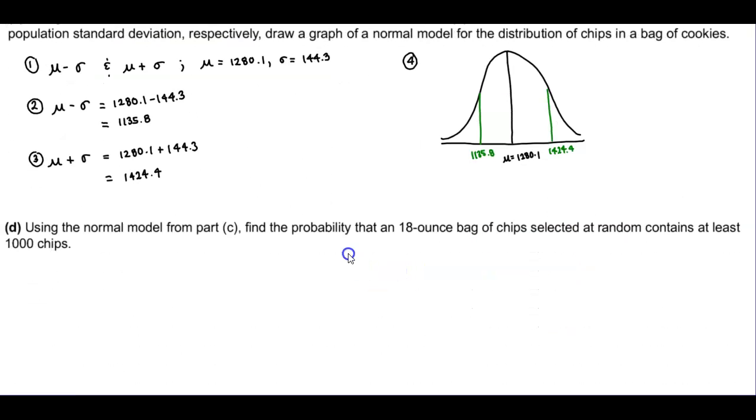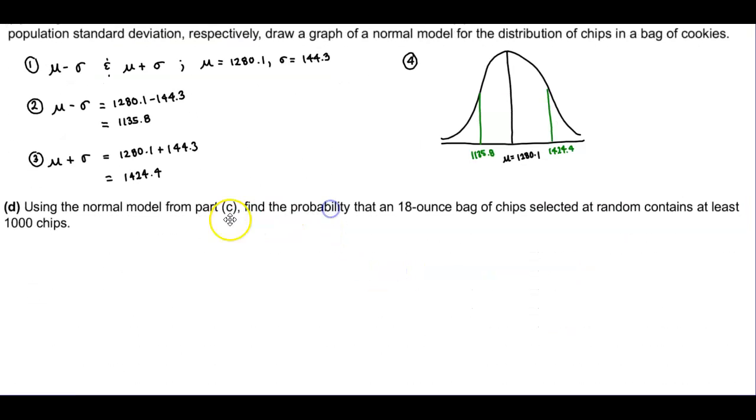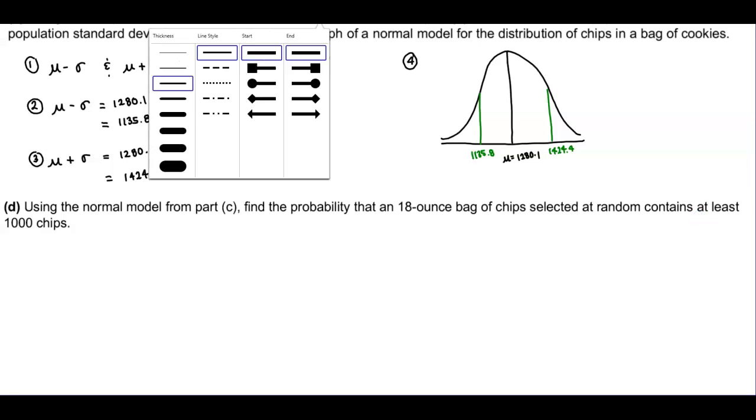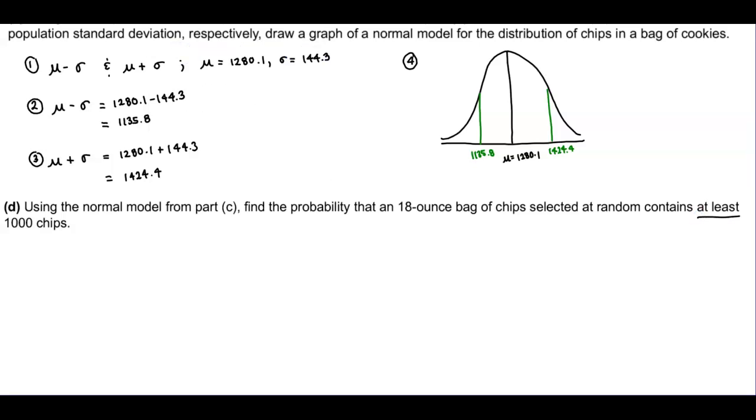Okay, next. It says using the normal model from part C, we want to find the probability that an 18-ounce bag of chips selected at random contains at least 1,000 chips. Reviewing the definition of at least, we know that at least means greater than or equal to. So we want to find the probability that X is greater than or equal to 1,000.